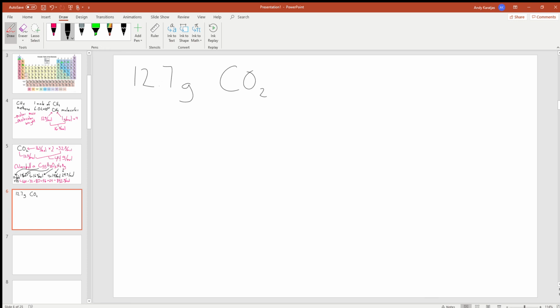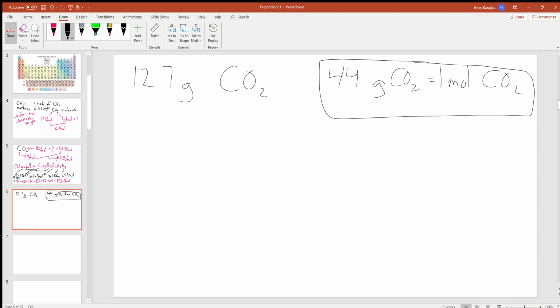Well, we just calculated the molar mass of carbon dioxide is 44 grams of carbon dioxide is equal to 1 mole of carbon dioxide. So does that become a conversion factor to allow us to go from grams of carbon dioxide to moles of carbon dioxide? The answer is yes. And so this will allow us to set up a conversion factor, just like we spent a good portion of chapter 1 doing. Because these quantities are equal, all we're doing is a unit conversion. So 12.7 grams of carbon dioxide.